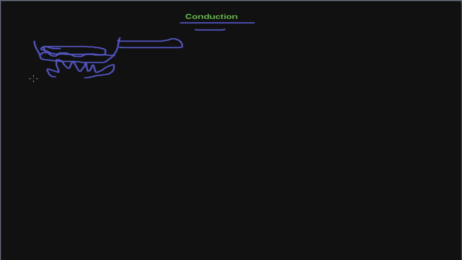Conduction is happening here, but what is it? I want you to pause the video and write down what you think conduction is. It's to do with heat and how it transfers, because last time we did how it transfers through radiation. Now we're doing conduction. Pause the video in 3, 2, 1. Okay, I'm assuming you've paused the video and written down what you think conduction means, so we're going to move on to the definition.